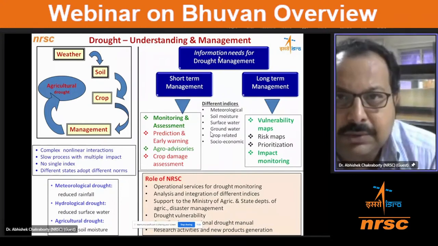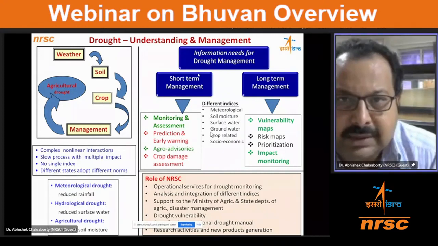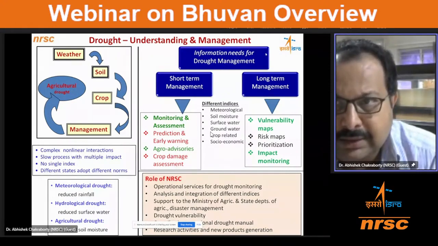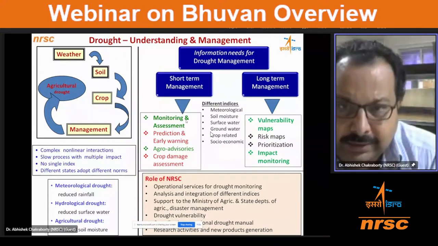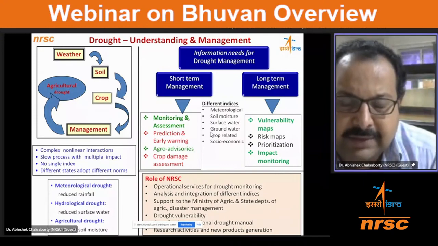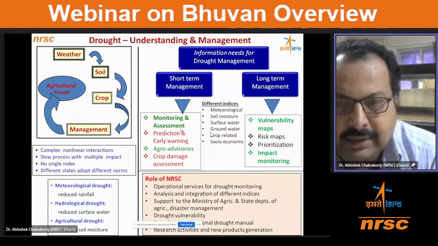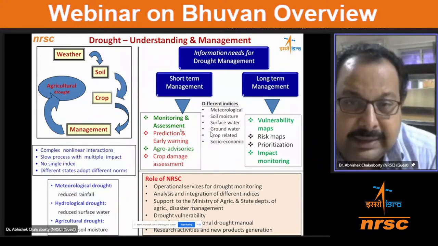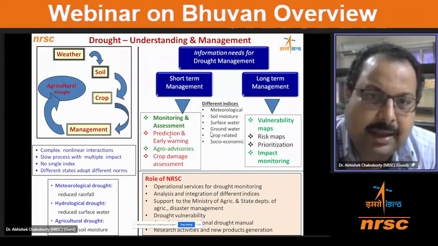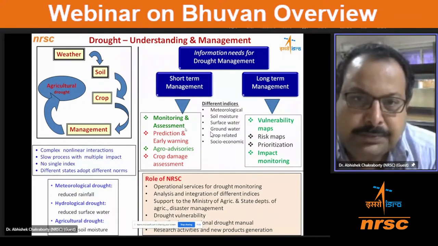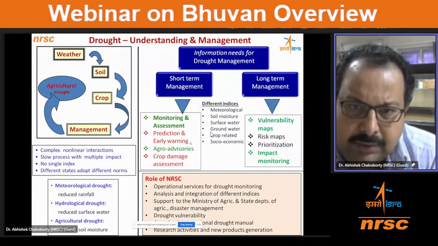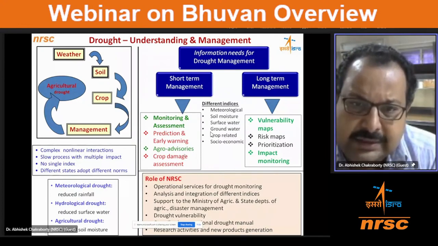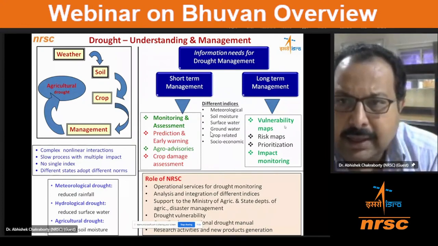Whatever may be the case, there are short-term management and long-term management, two methodologies for drought management. For short term, what we require is the monitoring of the drought. In a vast country like India, we need to monitor the crop status on at least a fortnightly basis at district level, and now the requirement has come at sub-district or block level also. We also require some prediction or early warning, where we have some lacuna and we have been working on it. We require agro advisories and of course crop damage assessment.